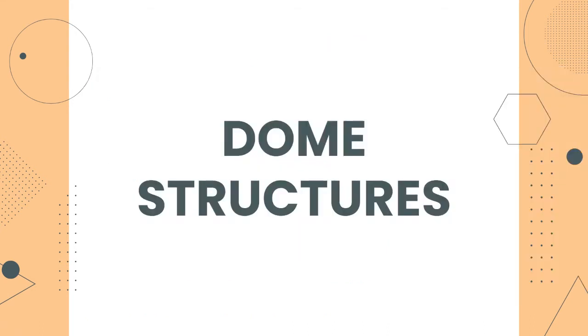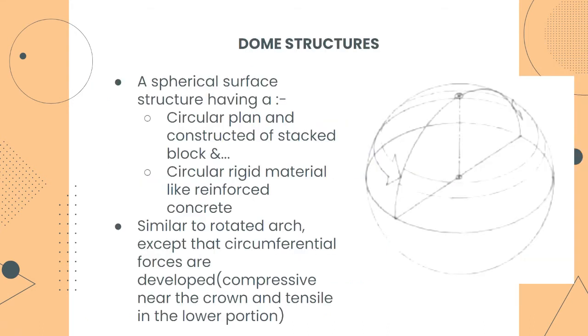And now we jump into dome structures. A dome is a spherical surface structure having a circular plan and constructed of stacked blocks or a rigid material like reinforced concrete. Similar to a rotated arc, except that circumferential forces are developed, compressive near the crown and tensile in the lower portion.